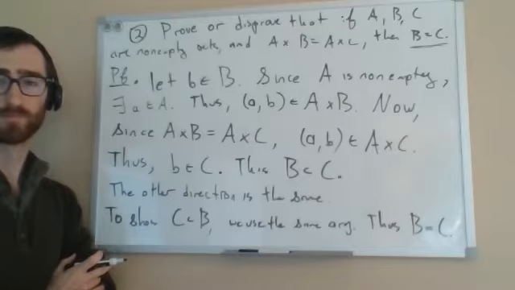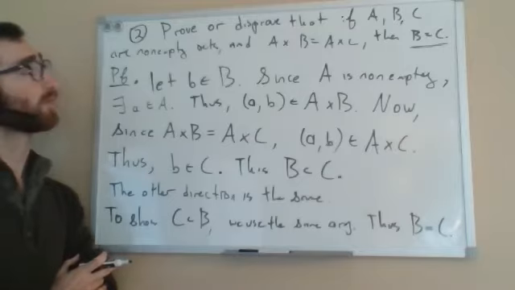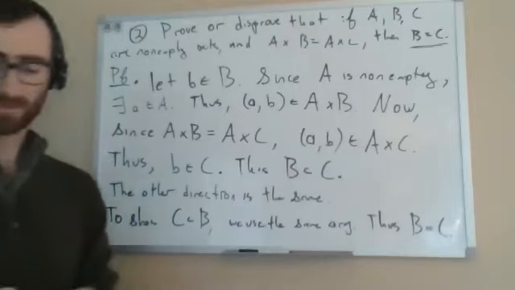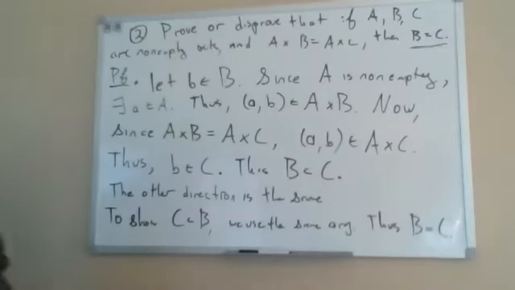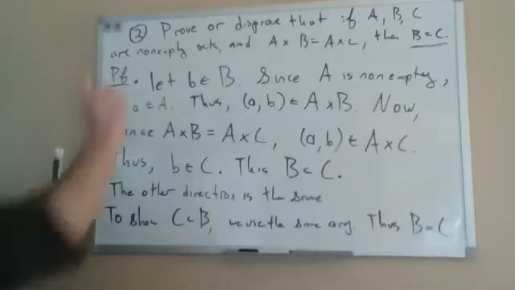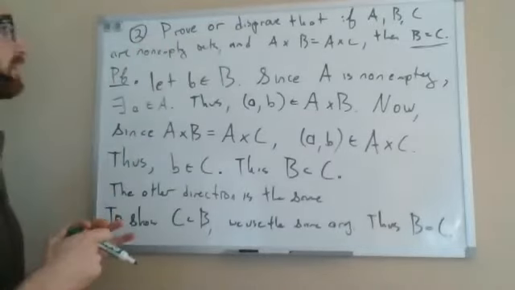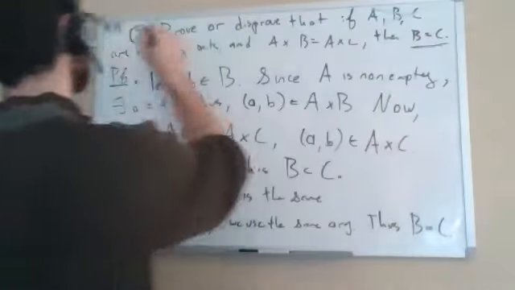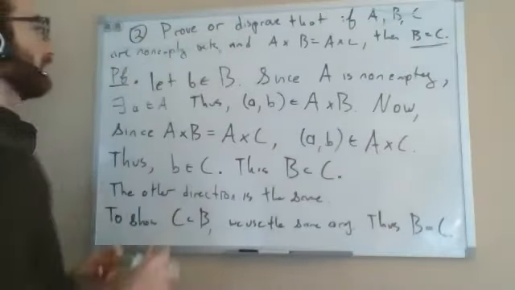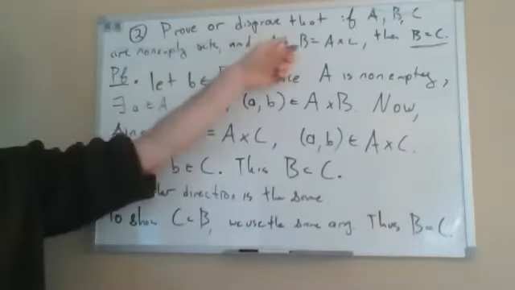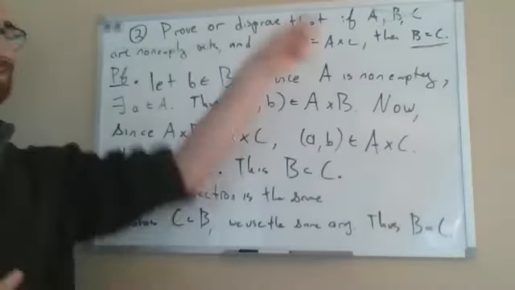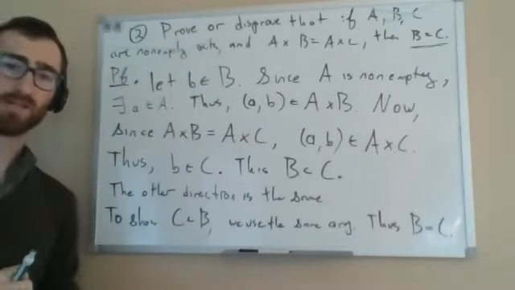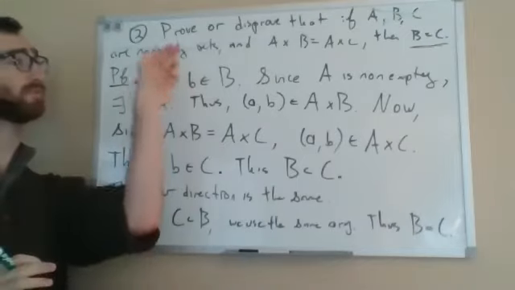So my question is the following. What if I say prove or disprove, and then I remove this condition that A, B, and C are non-empty sets? What if I just say prove or disprove that A cross B is equal to A cross C implies B equals C? Does anything change if I remove this condition?